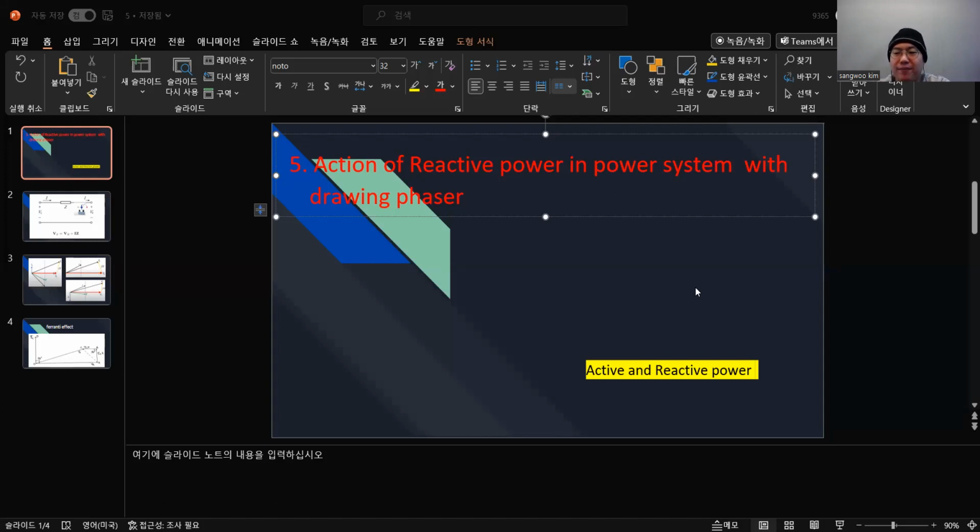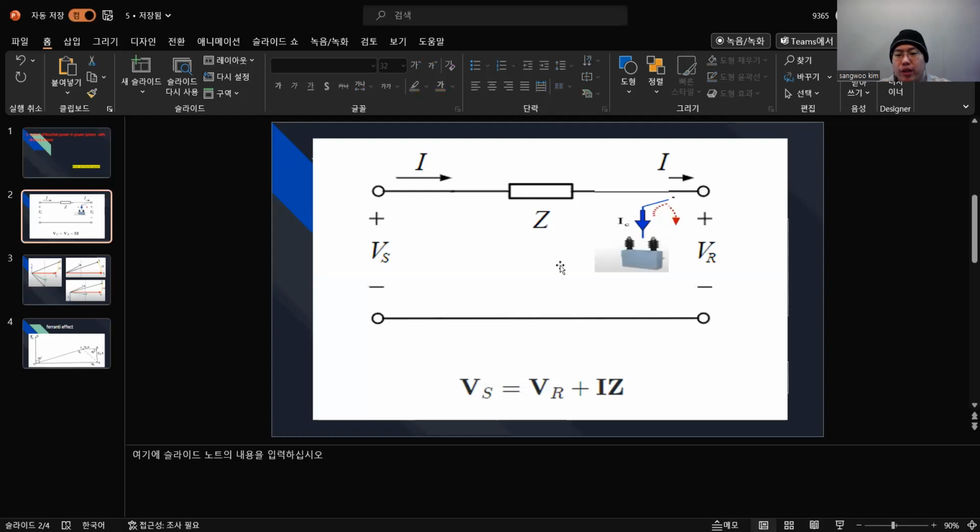By the way, today we've already learned about the reactive power of action in the power system, right? With that base of knowledge, we will try to penetrate deeper into the knowledge, and we will try to draw the phasor diagram. This is really important. So first of all, I will try to draw. Let's see.